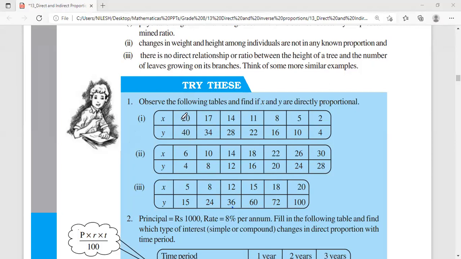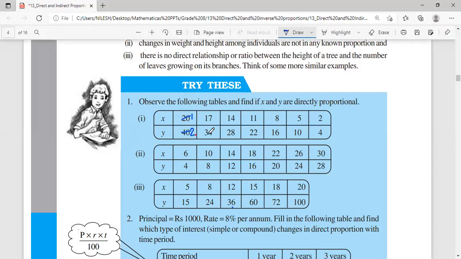1 upon 2. 21 upon 42, 1 upon 2. Second ratio? 1 upon 2. 14 upon 28, 1 upon 2. 11 upon 22, 1 upon 2. 8 upon 16, 1 upon 2. 5 upon 10, 1 upon 2. And 2 upon 4, 1 upon 2. Are all the ratios same?